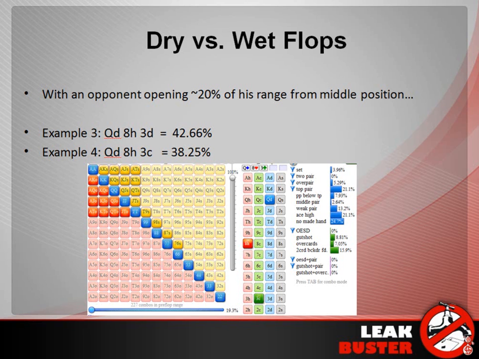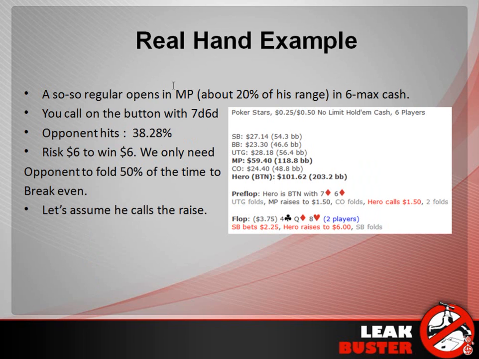Let's go ahead and apply some of this information to a real world example and see how we can take advantage of some situations. So here we have a so-so reg who opens in middle position, about 20% of his range, like we were just analyzing, in a 6 max cash game. He opens 3 times the big blind and we call on the button with 7 of diamonds, 6 of diamonds. Flop comes 4 queen 8 rainbow.